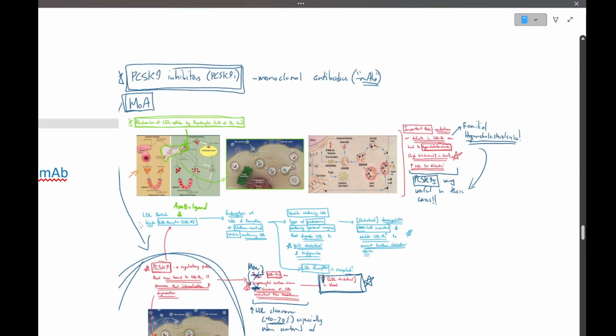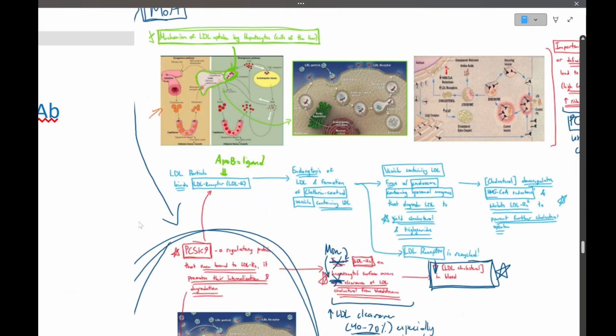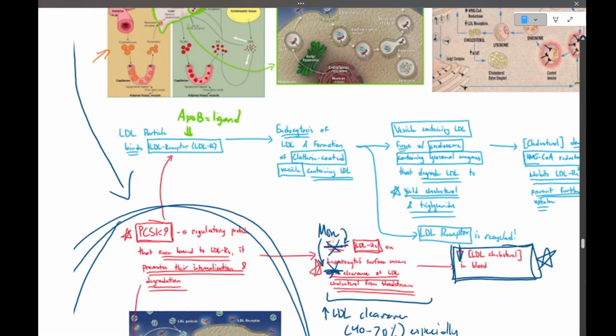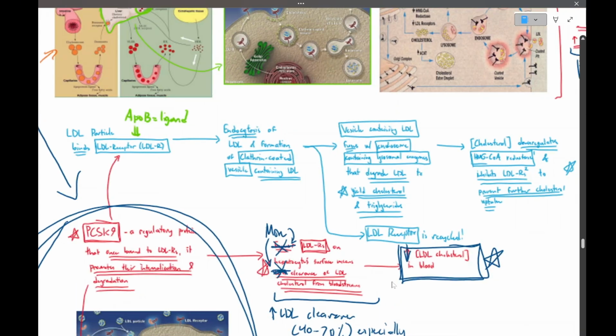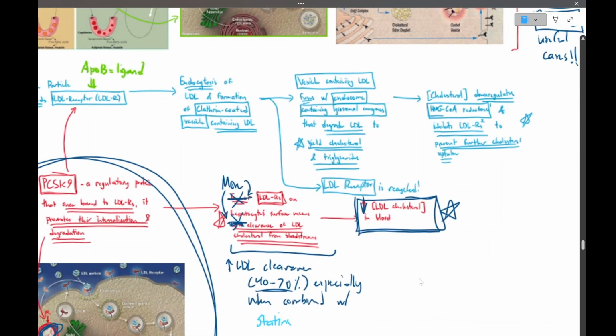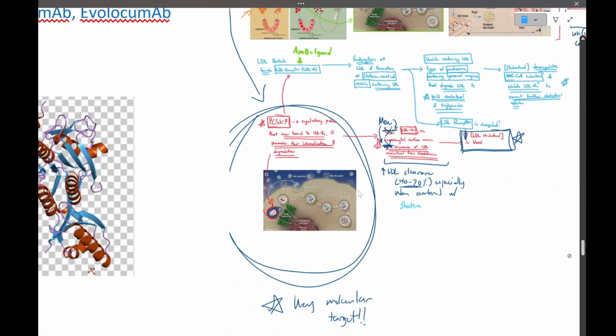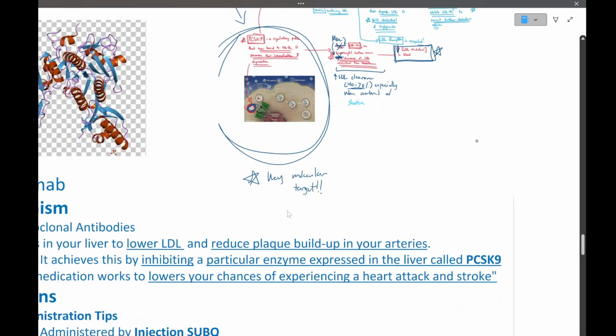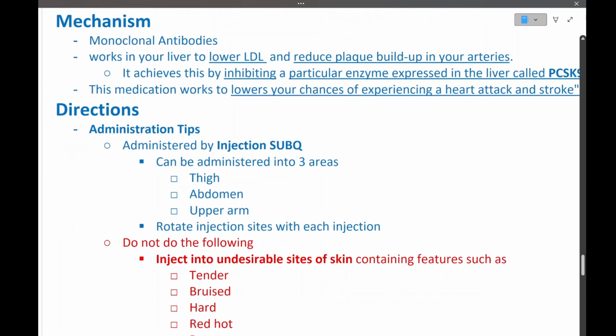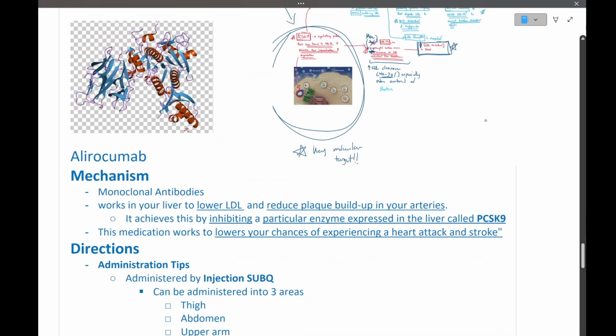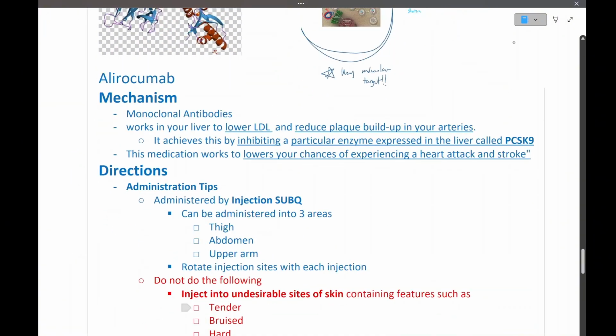But when using PCSK9 inhibitors, you actually allow for more low-density lipoprotein receptors to stay on the hepatocyte surface, which results in more clearance of low-density lipoprotein cholesterol from the bloodstream, and this will cause a decrease in low-density lipoprotein cholesterol in the blood. So essentially, we have an increase in low-density lipoprotein clearance, especially when this medication is combined with statins. By doing this, the medication works to lower your chances of experiencing a heart attack and stroke, just like with the other dyslipidemia drugs that we talked about previously.